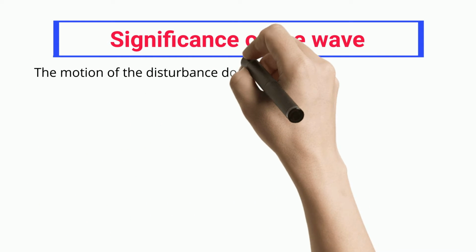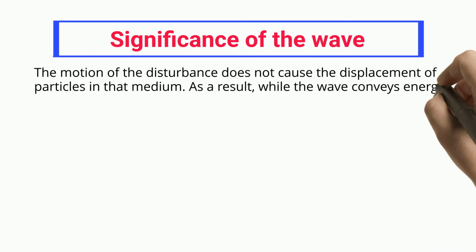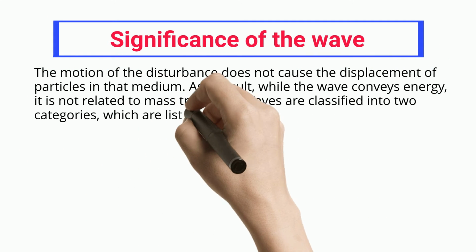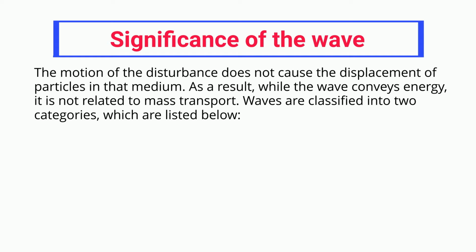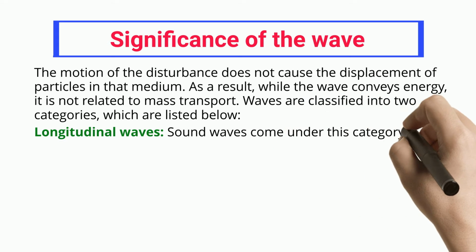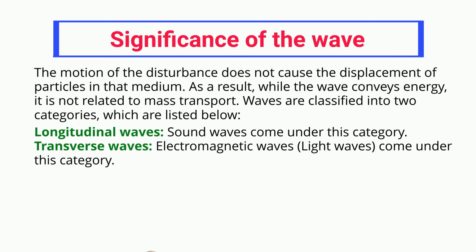The motion of the disturbance does not cause the displacement of particles in that medium. As a result, while the wave conveys energy, it is not related to mass transport. Waves are classified into two categories, which are listed below. Longitudinal waves, sound waves, come under this category. Transverse waves, electromagnetic waves, light waves, come under this category.